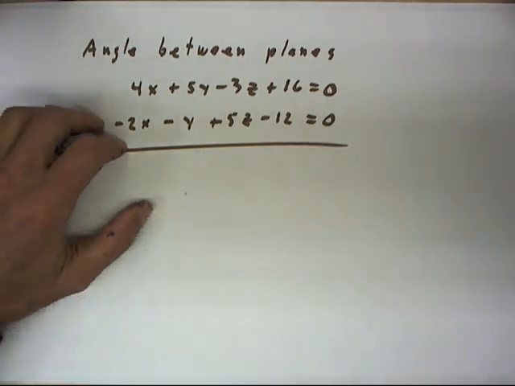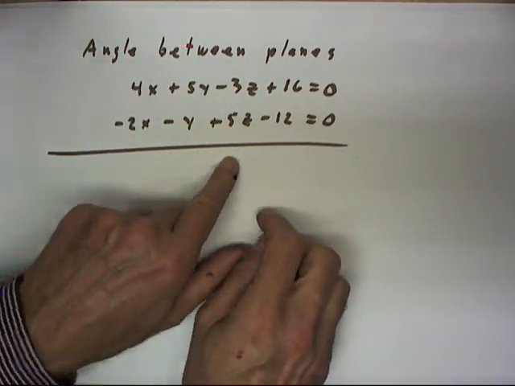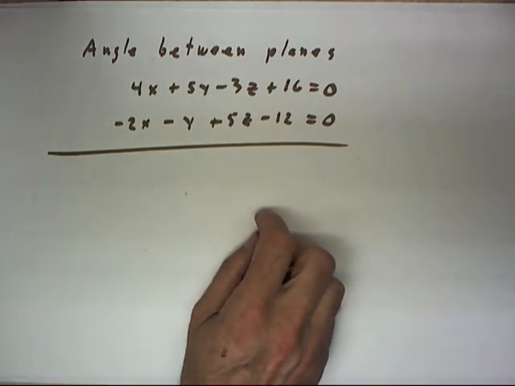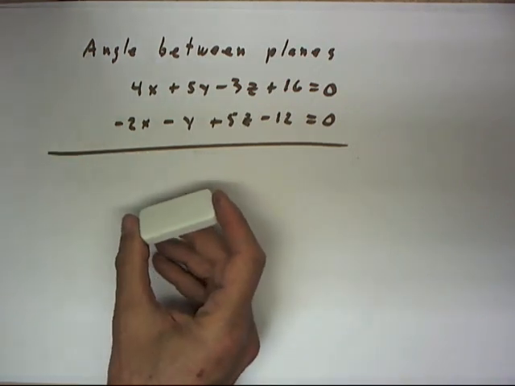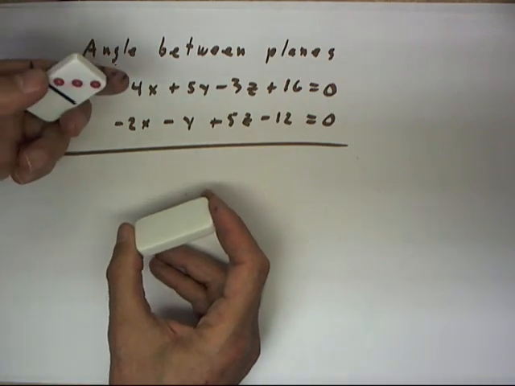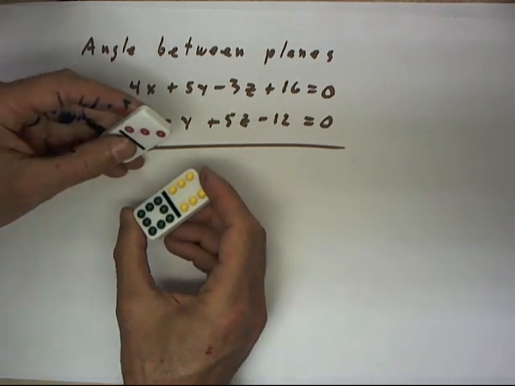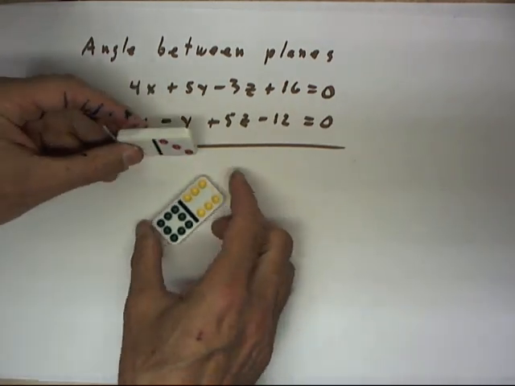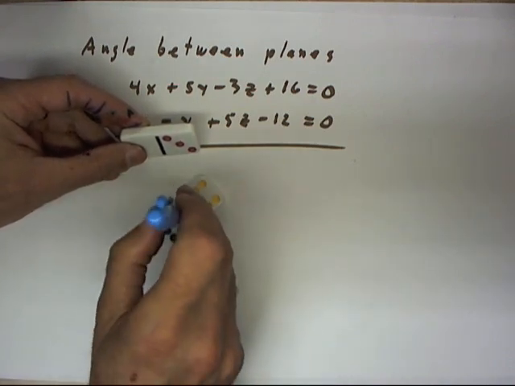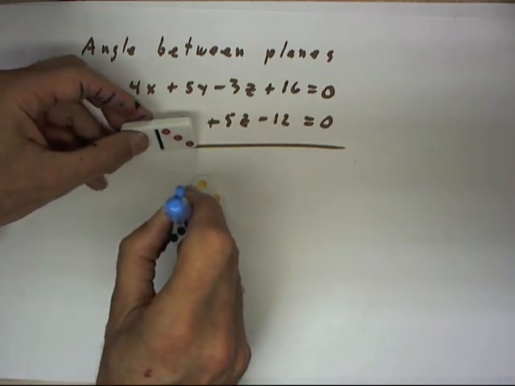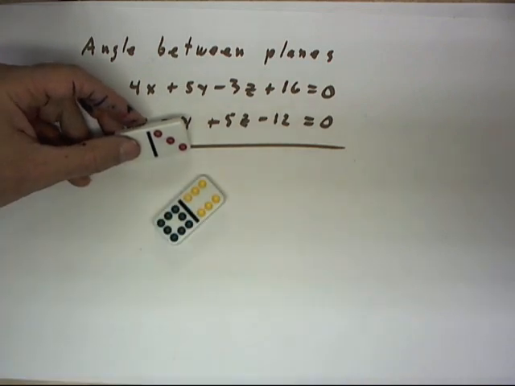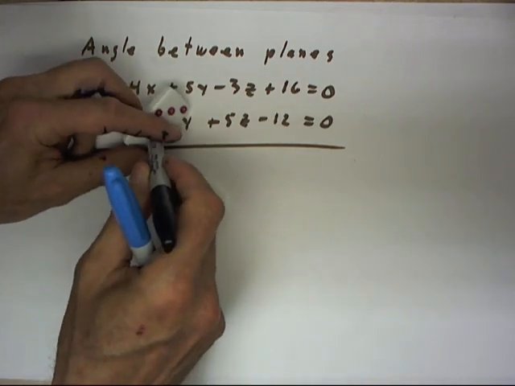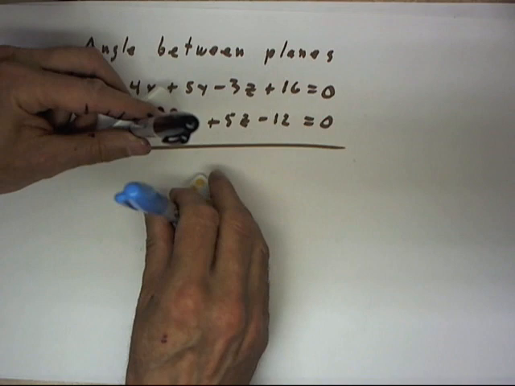Consider the problem of finding the angle between two planes. Now, if I have two planes, let's say a plane in the direction of this domino and a plane, let's go ahead and put the faces up here so we can kind of see. Okay, there's going to be a normal vector to this domino, and there's no way to prop this up. I don't have three hands, but let's see what I can do. And a normal vector to this domino.